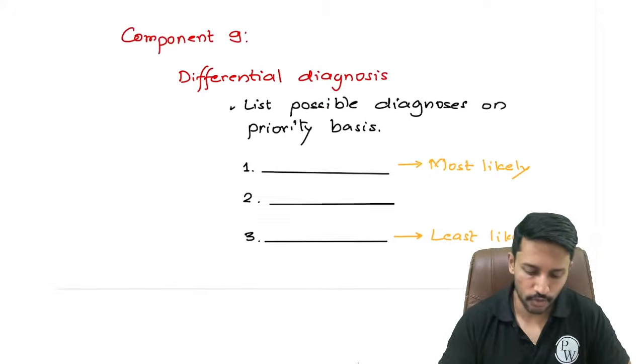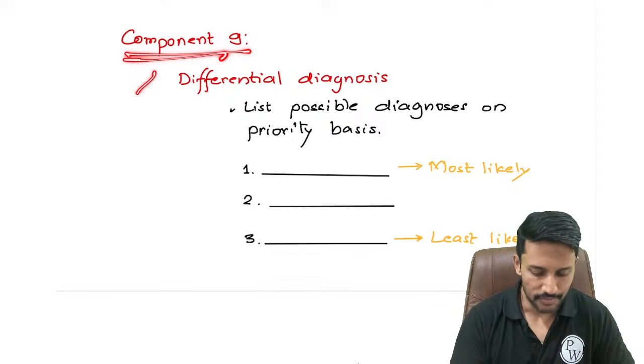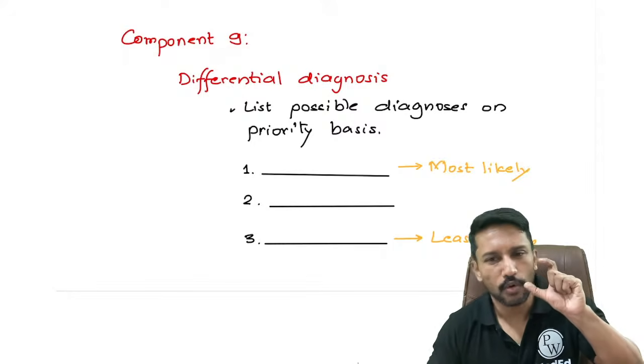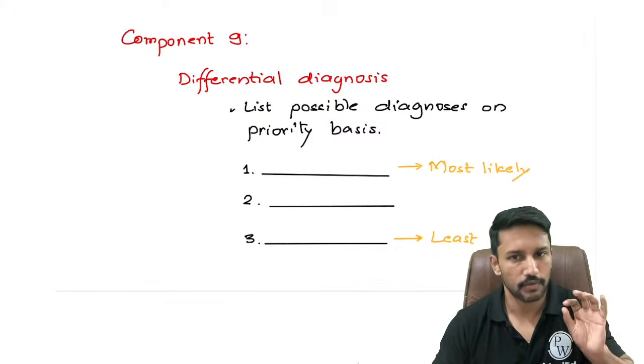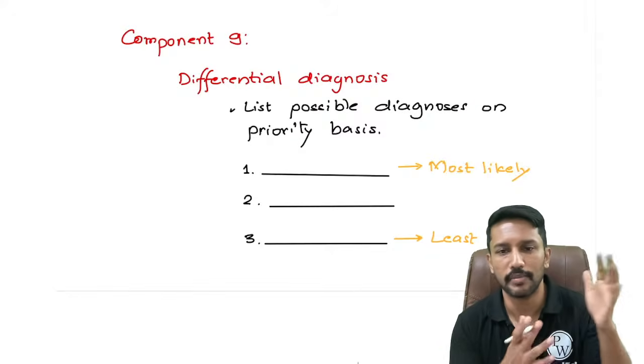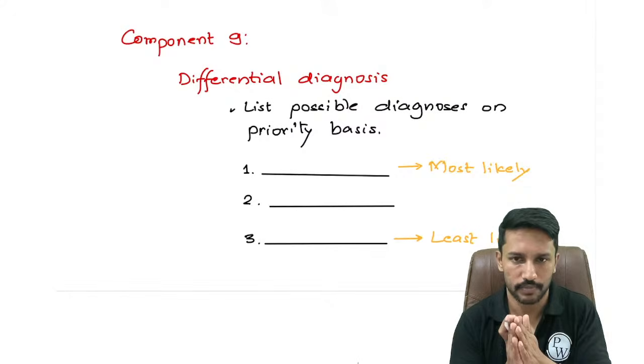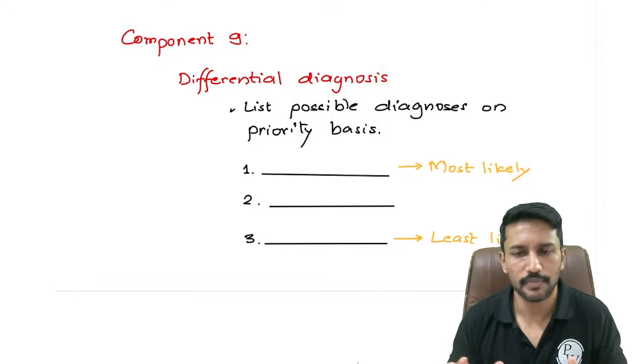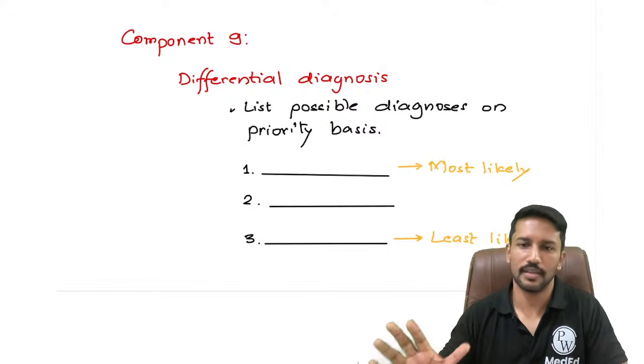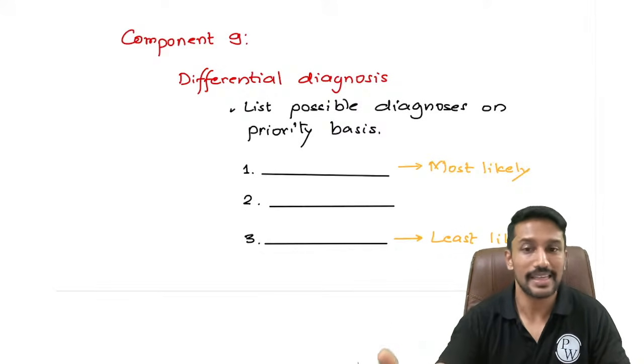So at the end of your history, you should have the smallest possible list of differential diagnoses. That is our goal. The better we become at taking history, our differential diagnosis becomes narrower and narrower. Now, once this is done, our case sheet history taking is complete. After that, we start the examination.